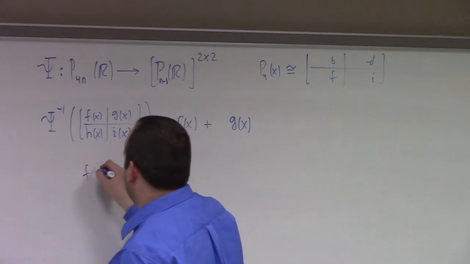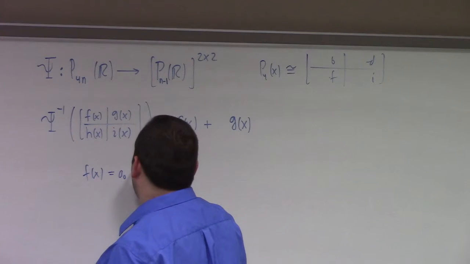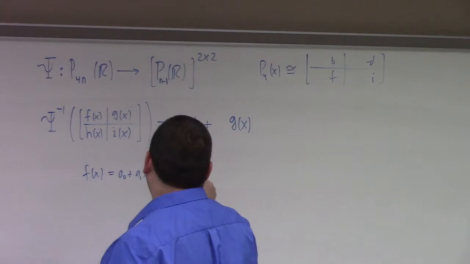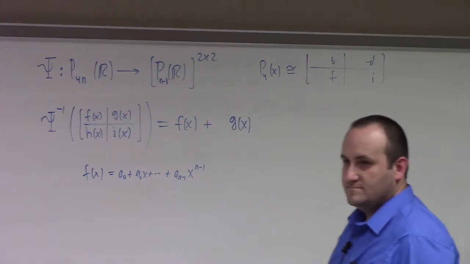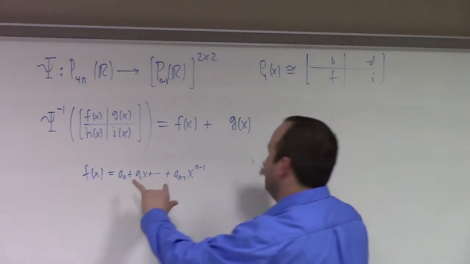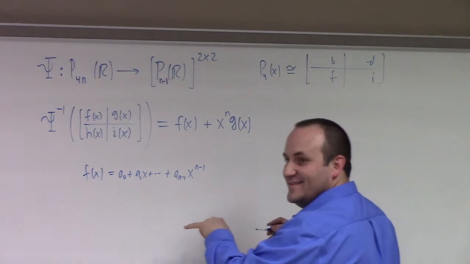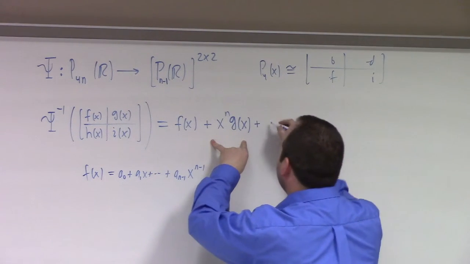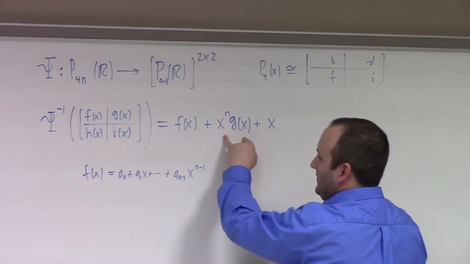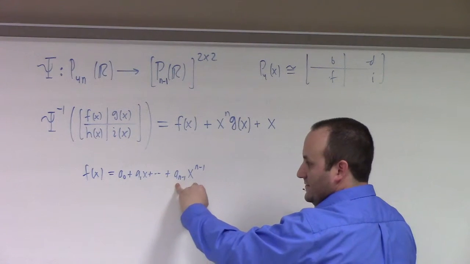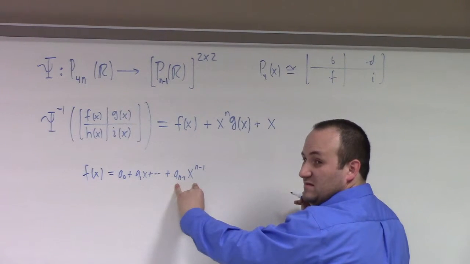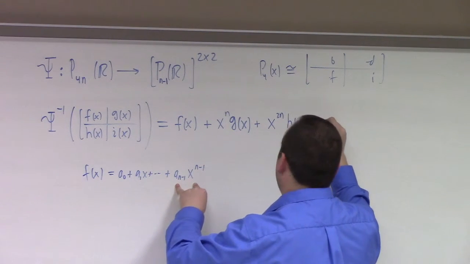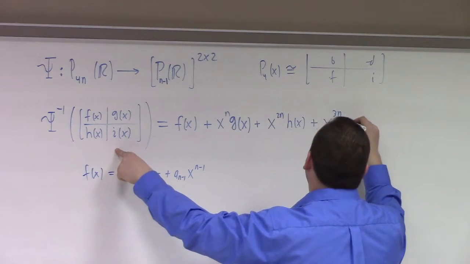So with that, f of x is something like a0 plus a1x, plus and so on, plus a n minus 1 x to the n minus 1, right? So all I do, guys, is I do x to the n, and then plus what? This would go from x to the n power all the way to x to the 2n minus 1, right? Yeah, I think we put x to the 2n here. x to the 3n i of x.